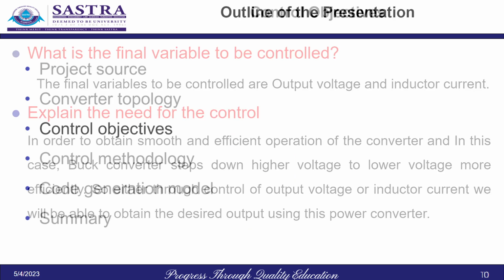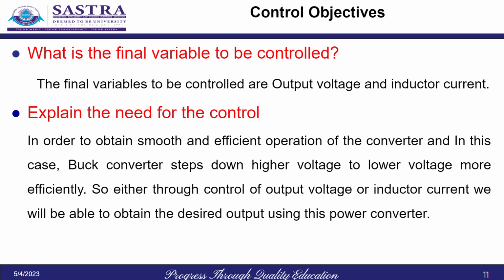Can you go for the next slide? Okay. In this slide, the objective is very clear, stating that we need to maintain the output voltage and the inductor current, which means the output current. But why are we going for these controllers? There will be a varying input supply, as well as the load may be varying.